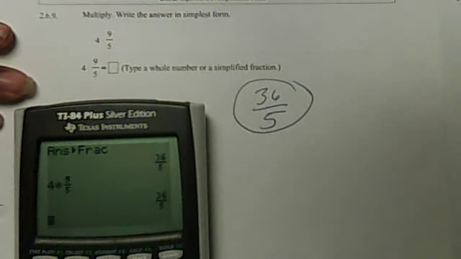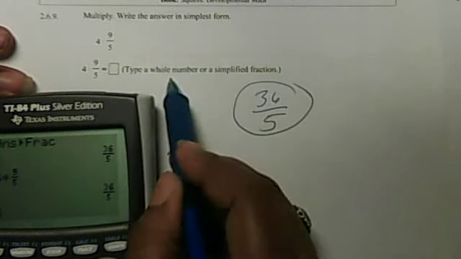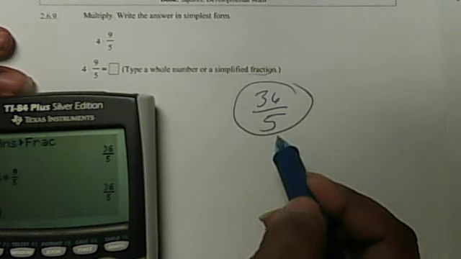Make sure you always read the directions. Directions said type a whole number. We don't have a whole number or a simplified fraction. The calculator is giving you back a simplified fraction.